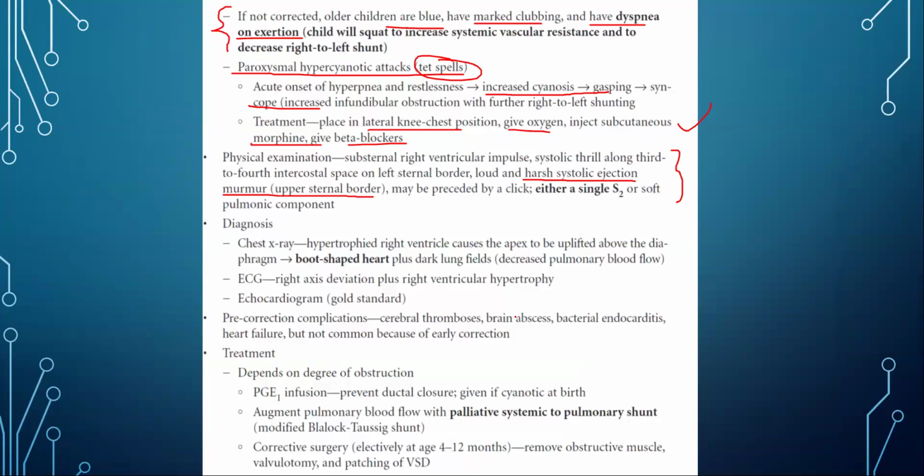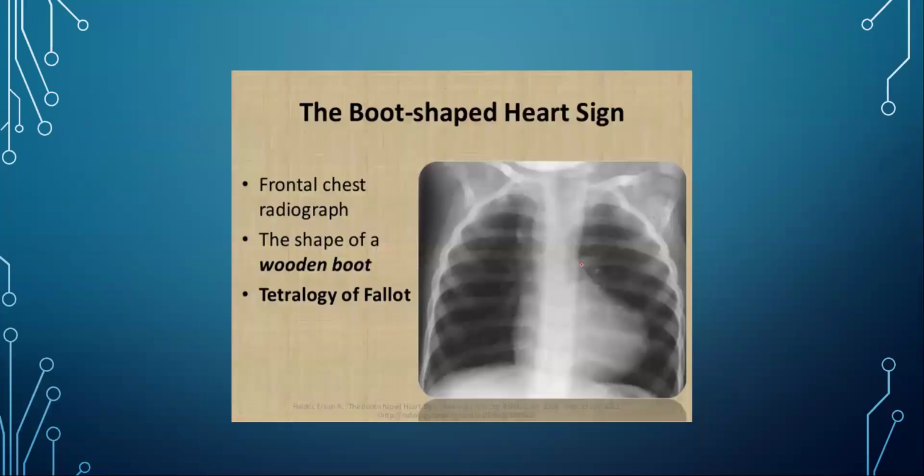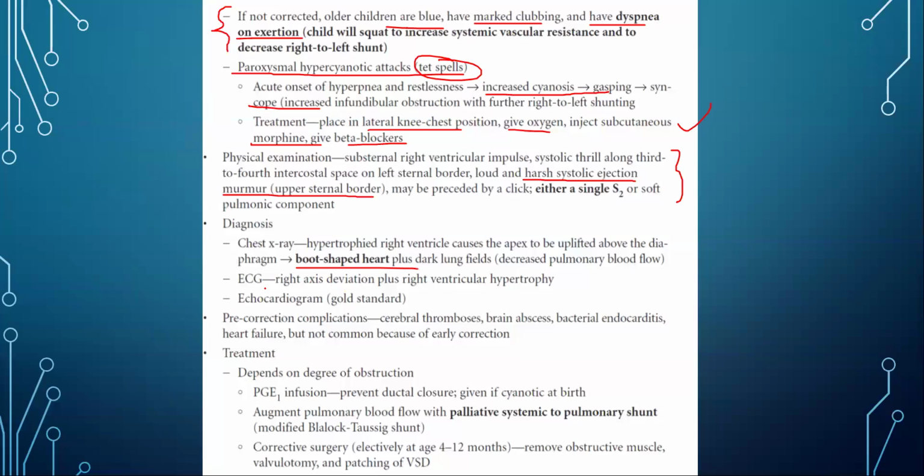For diagnosis, you will start with a chest X-ray. You can get a boot-shaped heart in this patient. It looks like this. See the boot-shaped heart? That's one of the findings of tetralogy of Fallot. And echo is the gold standard for diagnosing this. Treatment.